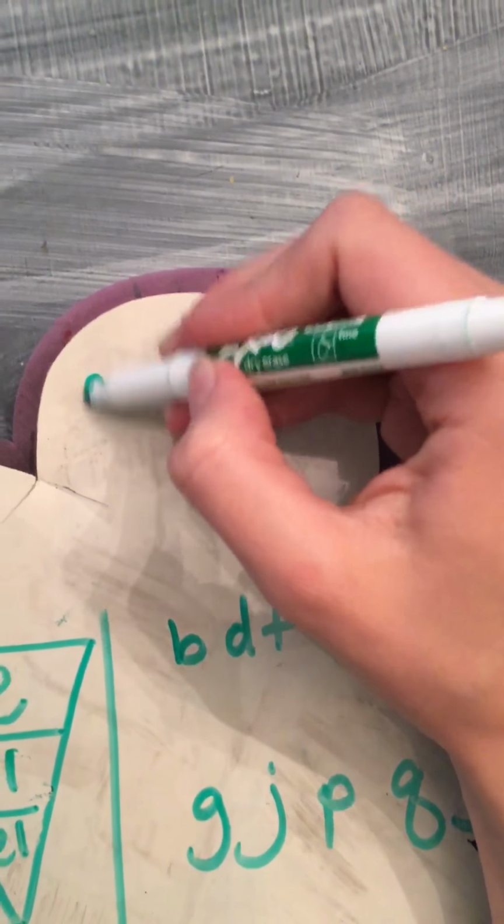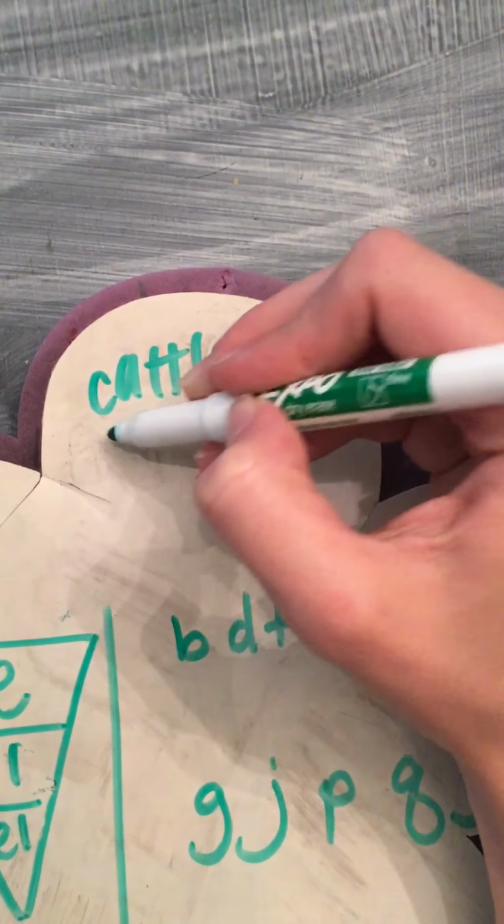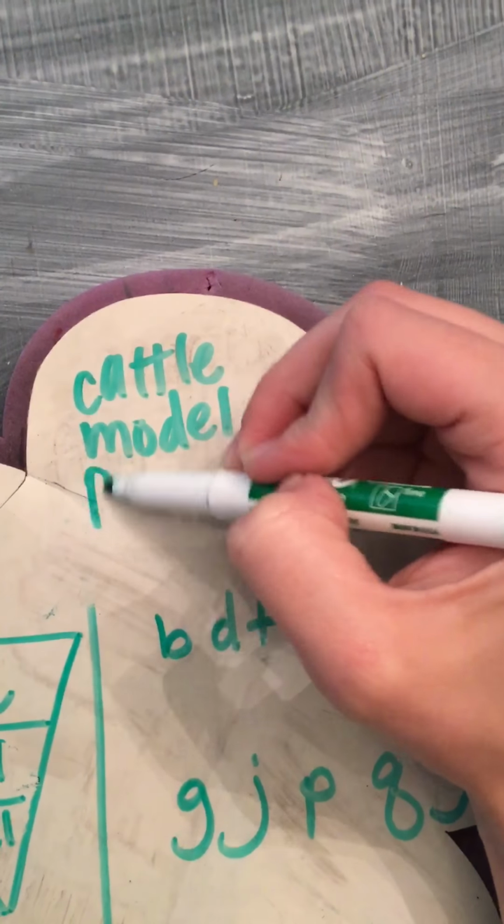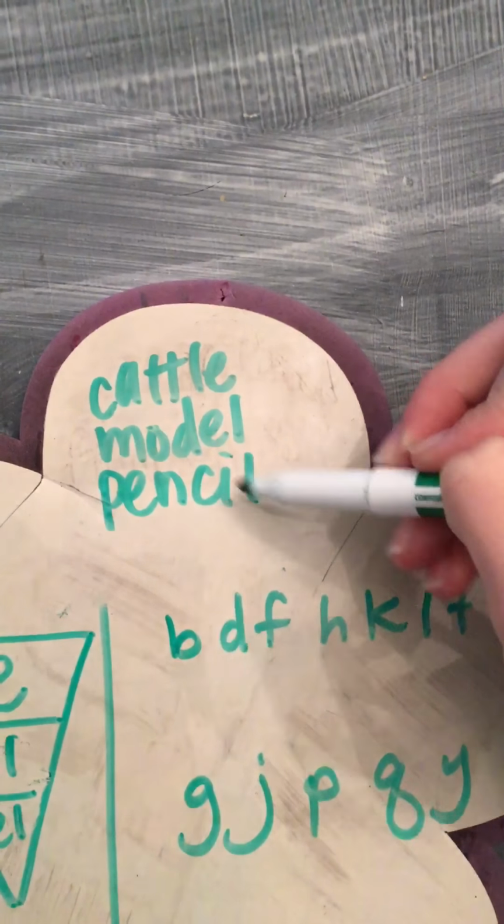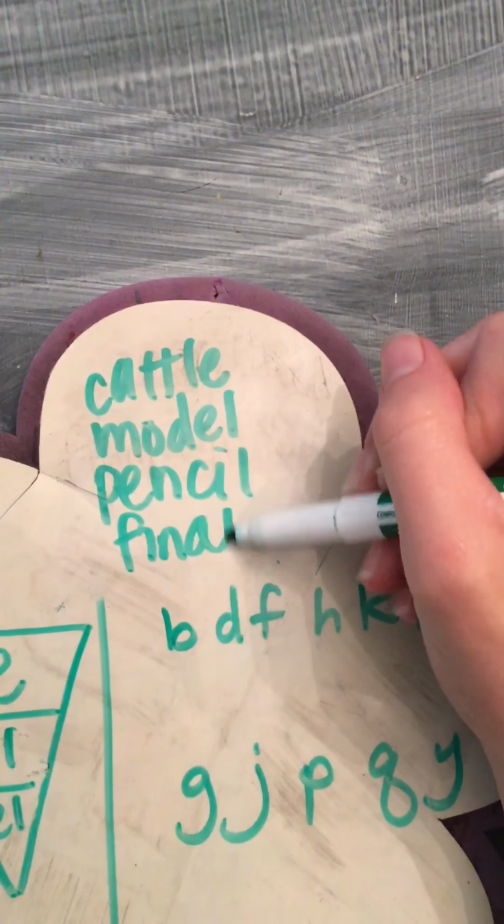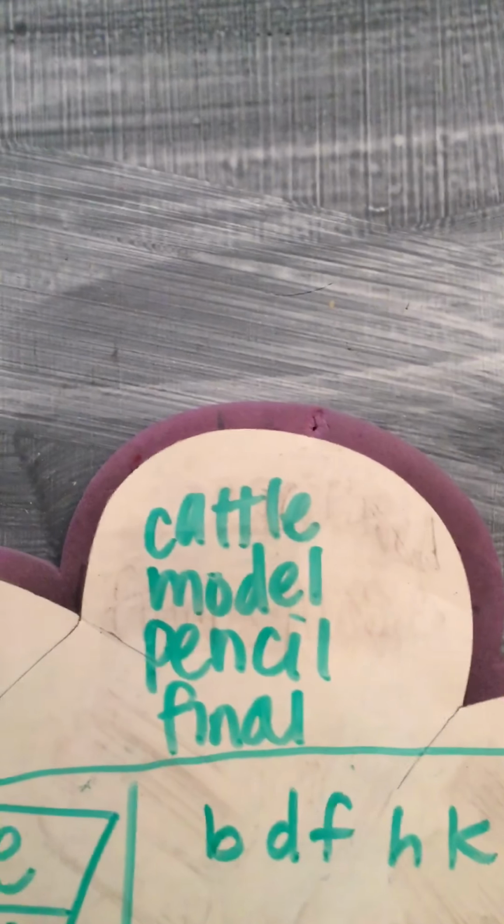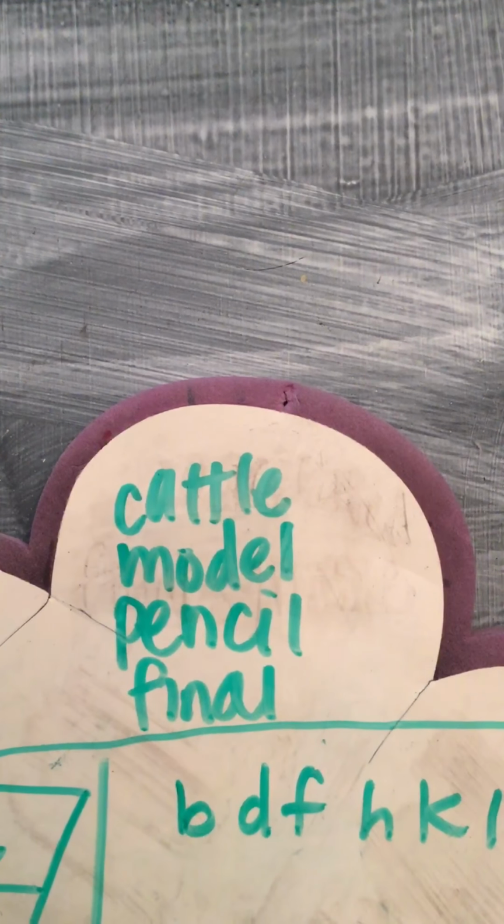I'm going to erase this for a second for some space. If I were to ask you to spell cattle and model and pencil and final, take a second. What do you think is so hard about learning how to spell those? What do you think?